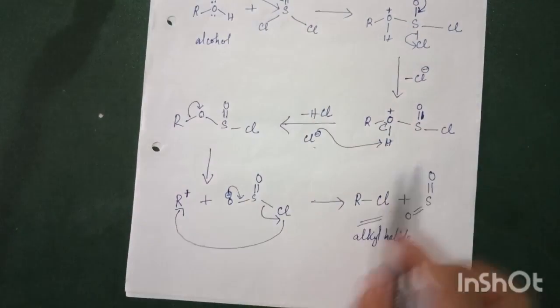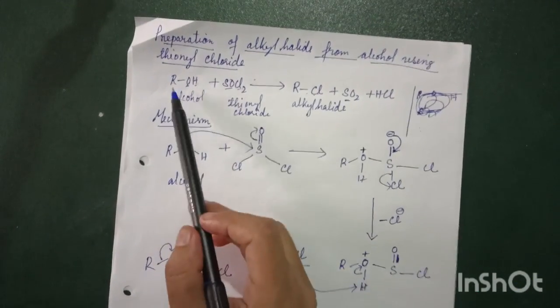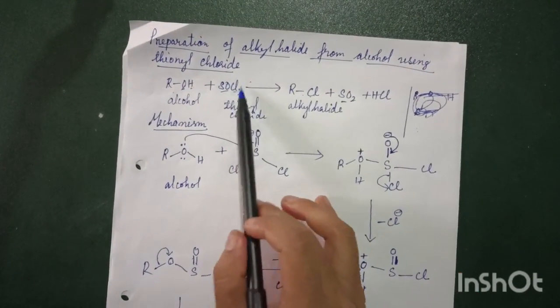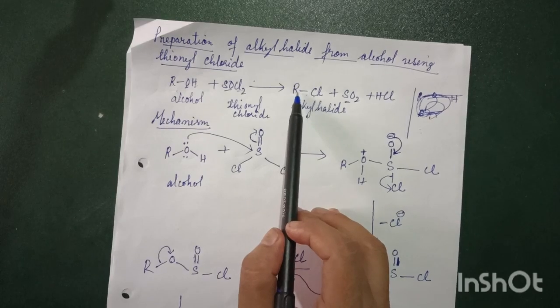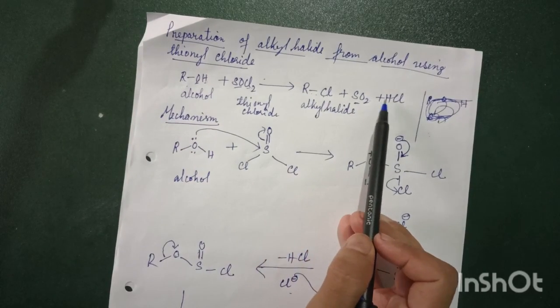Okay, so this is the mechanism of the reaction. So ROH, using SOCl2, came as R bonded to Cl, plus SO2 plus HCl.